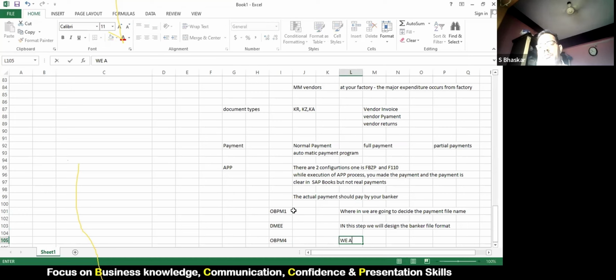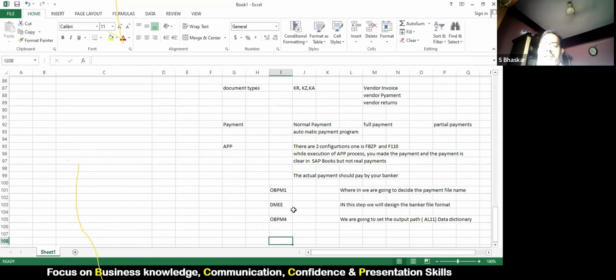We are going to set the output path. So there is a T code called AL11. It is a data dictionary. What does data dictionary mean?